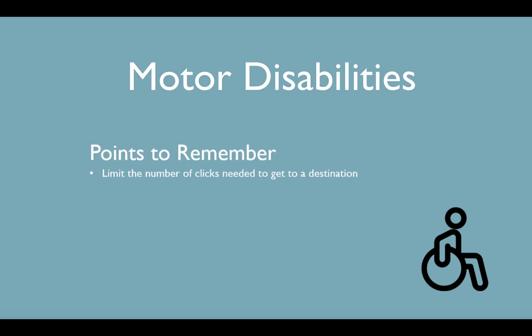Jessica manages very well in her powered wheelchair, and even though her hands are permanently in a clenched position, she can operate her modified keyboard for her laptop. However, using the keyboard is still a challenge, so the less clicks that she must make, the better. The category of motor disabilities is broad, and the Office of Disability Resources will address many of the accommodations for this group. Point to remember for this group is to limit the number of clicks needed to get to a destination.